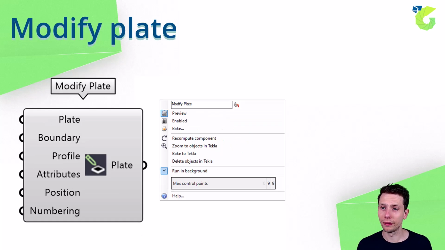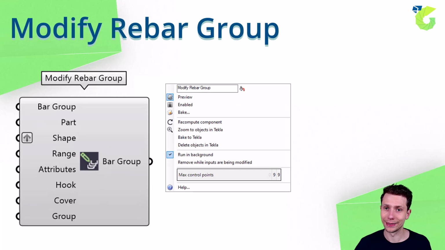Next one is Modify Plate. In addition to that, you can change boundary, profile, attribute, position, and numbering. If you right click, you can also change the maximum control points. For example, if some plates were created before in several places, we can connect them and change the maximum control points for all of the existing plates.